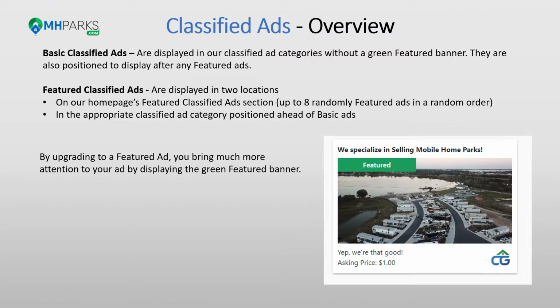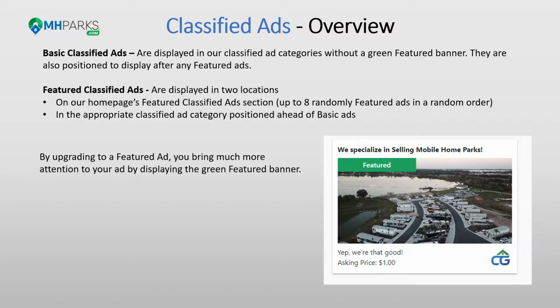Now to get to the basics of what a featured versus a basic classified ad is: basic classified ads are displayed in our classified ads category without any green featured banner. They're also positioned behind any featured classified ads. So if somebody upgrades to a featured ad, theirs is going to show in that category before yours.